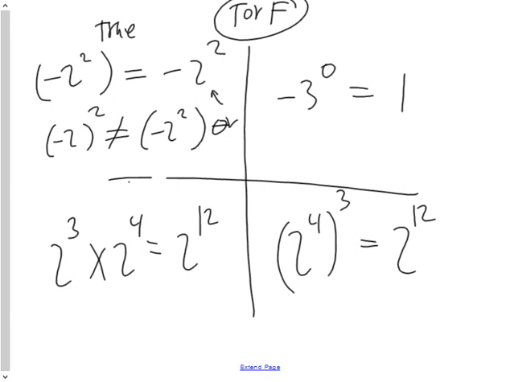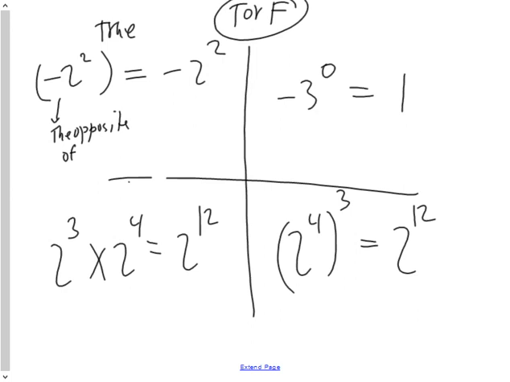When you have it in brackets, the negative 2 is being defined as the base. So here, because the exponent is not outside the brackets, it's only touching the 2. That means that, if I was to read it, I would say the opposite of 2 squared.